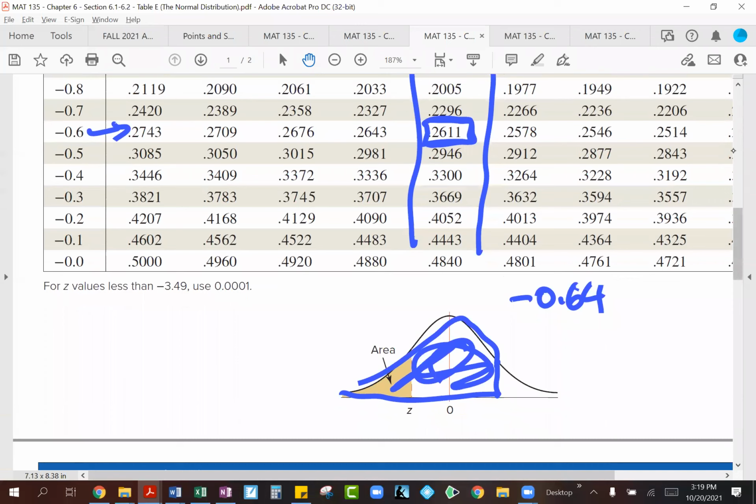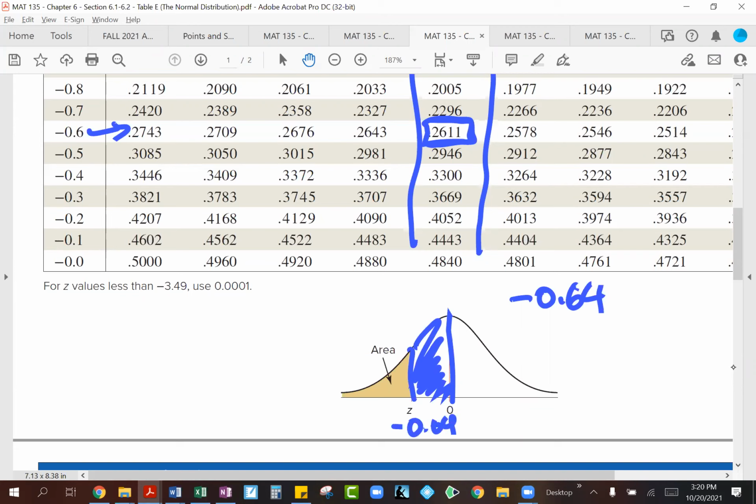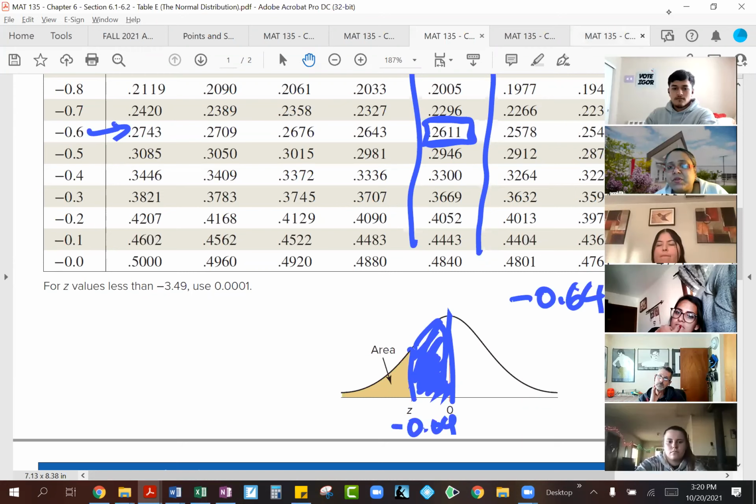So yeah, 0.2611. But again, guys, remember, that means from where your z-score is to the left of that. So the area we are trying to calculate is actually from the mean to where your z-score is, because this is part of that area we are calculating, and this is where your negative 0.64 is. So can you tell me how we need to calculate this area for the shaded part? What will we need to do?